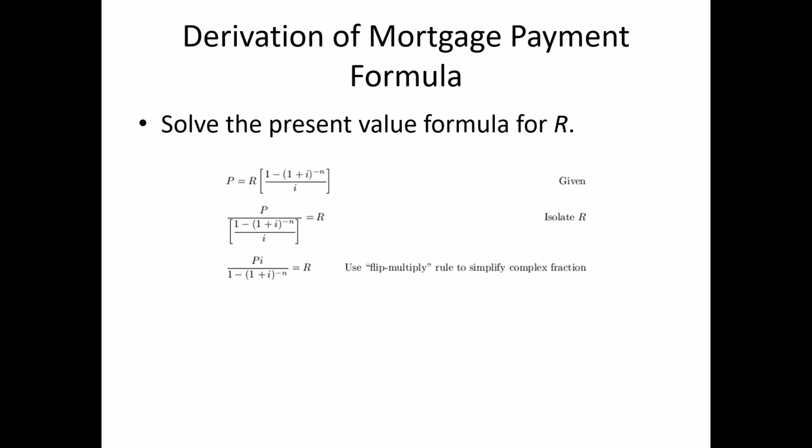Now, the derivation of the mortgage payment formula comes from the present value formula, and we solve that for R, the periodic payments. So the present value formula has P equal to R times the quantity 1 minus the quantity 1 plus i raised to the negative n power, divided by i. And we solve that for R, so we divide over that fraction part, and then we use the flip and multiply rule to have the formula R equals P, the amount of the loan, times i, the interest rate per period, divided by 1 minus the quantity 1 plus i raised to the negative n power.